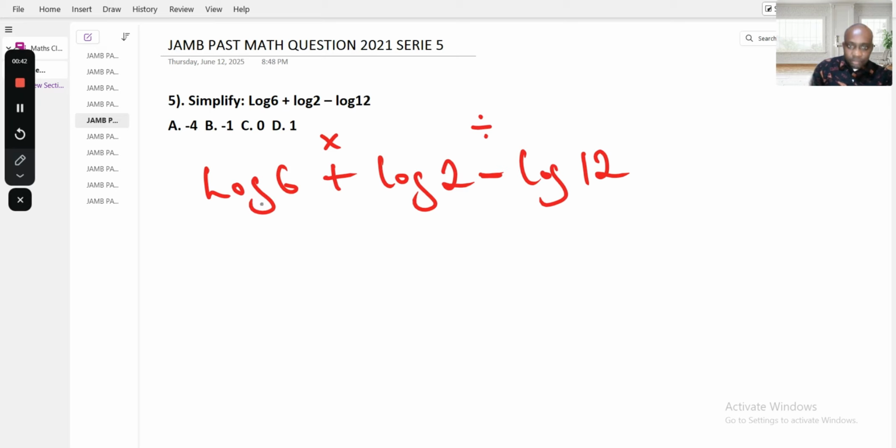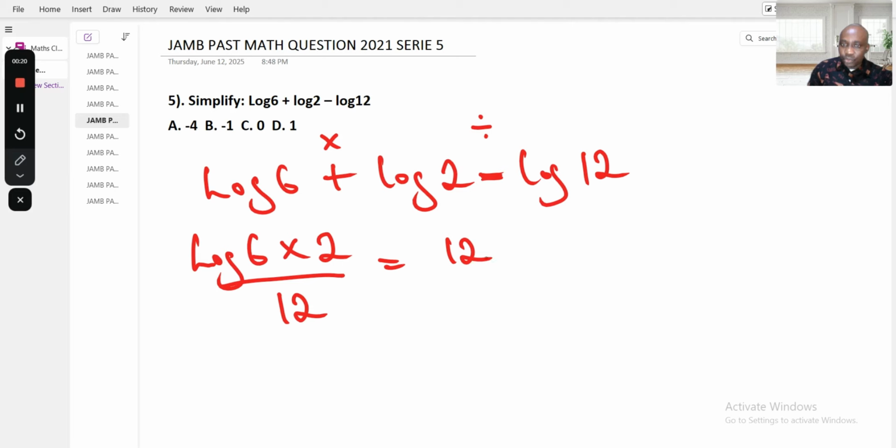Therefore, let's apply the sign. The log 6 multiplied by what? By 2. The plus means multiplication, isn't it? Over this minus subtraction means division. It's going to give us what? 12. It's the same thing. Therefore, 6 times 2 is going to give us 12 over 12. 12 here 1, 12 here 1. Our final answer is log what? Log 1 is our final answer.